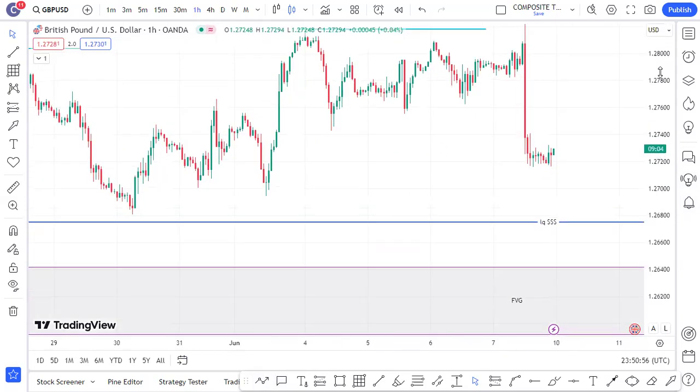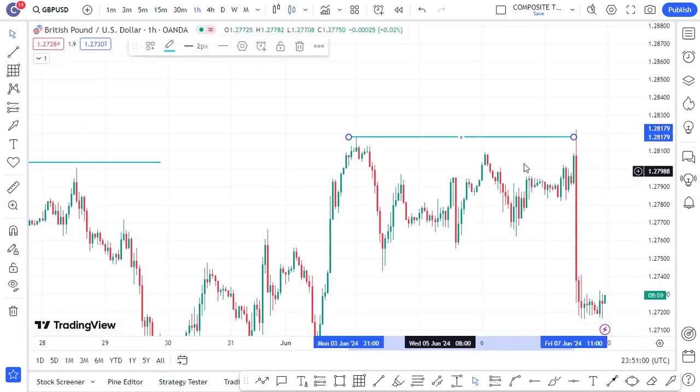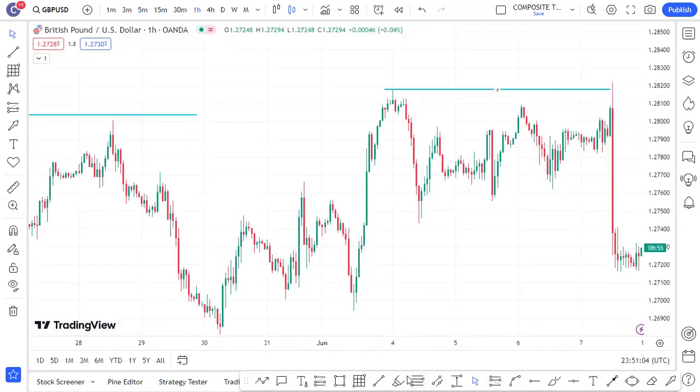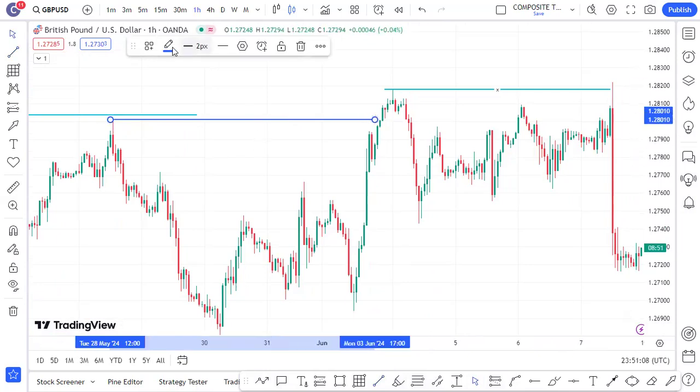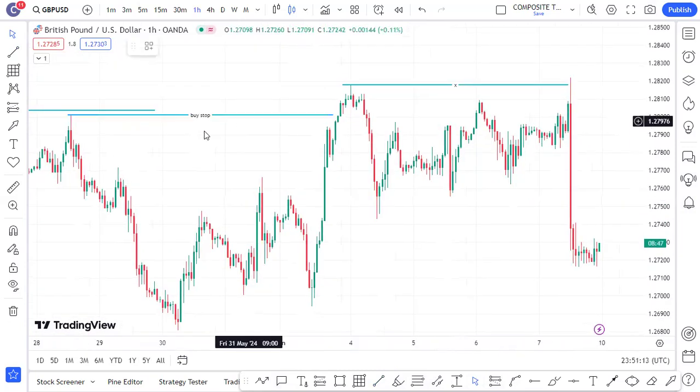Again, we are here. This is the last liquidity that we grabbed on the daily, and the previous buy stop was here. This is what you would call a break of structure, but I don't want to call it a break of structure. It's just a buy stop that was taken out on this level here.